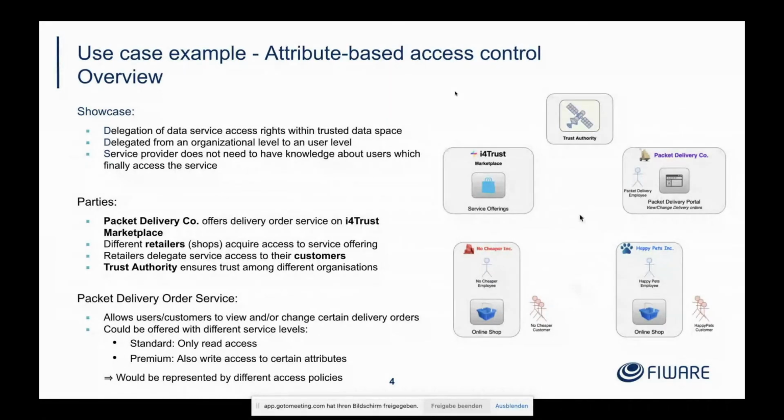And there might be even different levels of these offerings. For instance, a standard one where you can only get read access to your delivery orders at this packet delivery system, or even a premium service which allows you to change something like a planned time of arrival or your delivery address. And in the sense of these policies, these different levels of offerings would of course be represented by different access policies, but I'm coming to that.